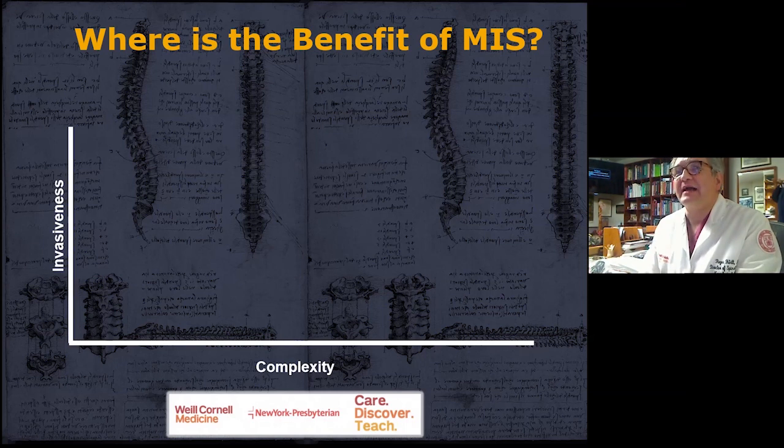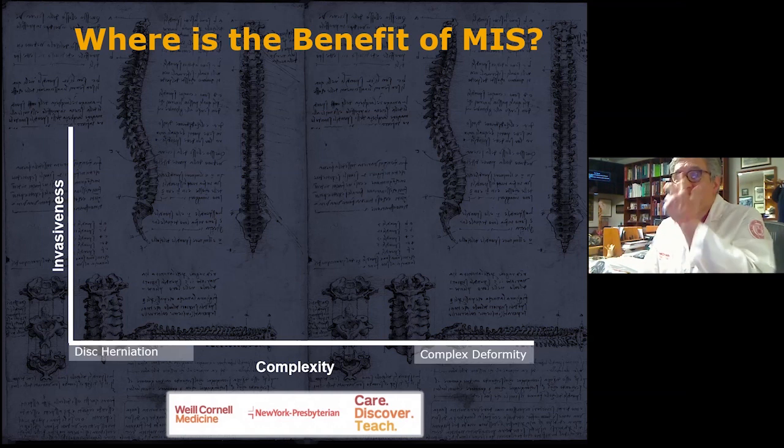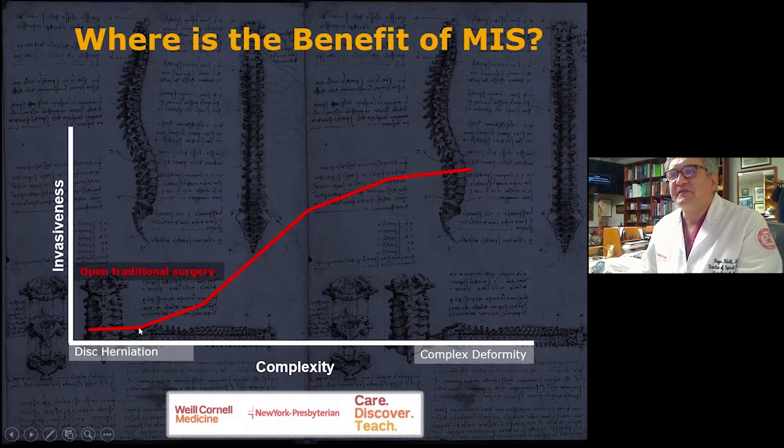And I think that you can understand really the benefit of MIS if you look at the complexity versus the invasiveness of some of the procedures that we do in spinal surgery. Again, the complexity starting with a very low complexity operation like a disc herniation, going all the way up to complex deformity surgery. And if you look at open traditional surgery, if you look at low complexity procedures, even when you do these with open traditional surgery, and we all know that they're not very invasive, and these patients do very well. They go home very quickly and recover. But then it gets steep very quickly.